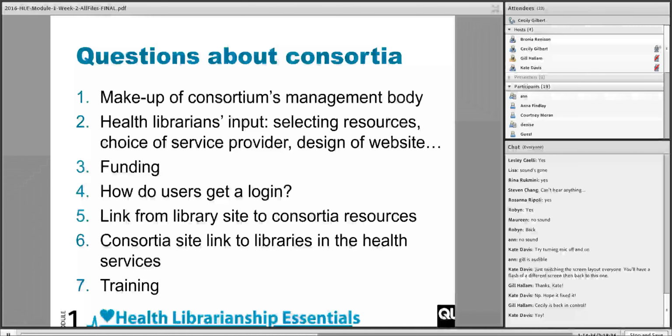How do users get a login? Where do they go for help when it comes to getting technically stuck? What do they do? Is there a link from the library site where the users are to the resources of the consortium? And like in reverse, is there a link from the consortium's website to the libraries that are in the health services? That's something which the CAP site in New South Wales does quite well.